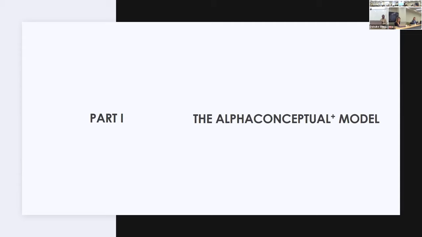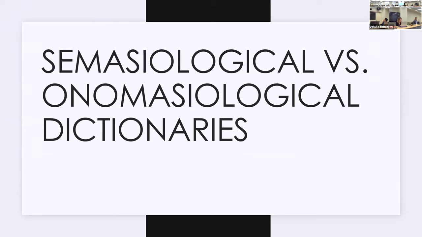So this first part is a bit longish, but I think you need to get into it to understand why some of the things we plan to do are a bit more complex than they seem at first sight. An alpha conceptual plus model. Now, first the basic terms, but I feel you need to know them: semasiological versus onomasiological dictionaries.